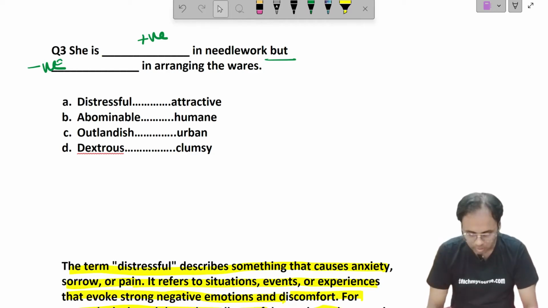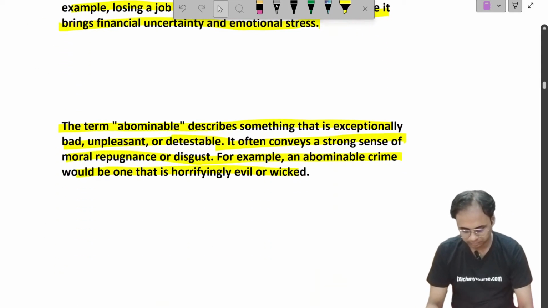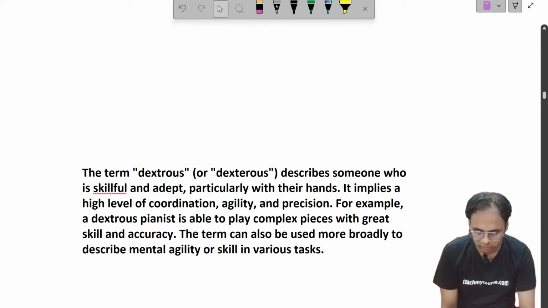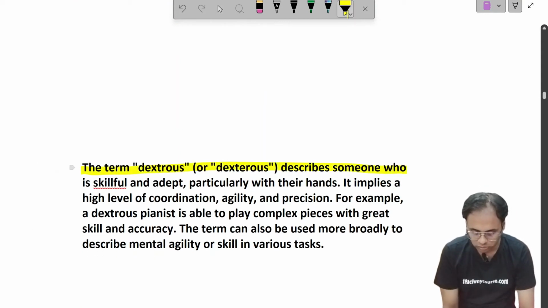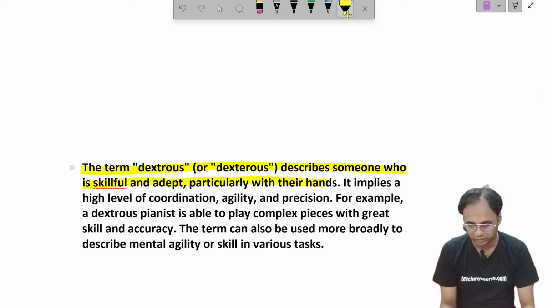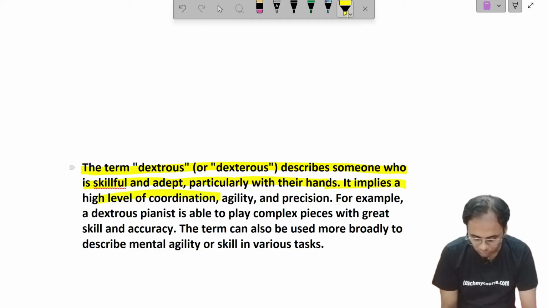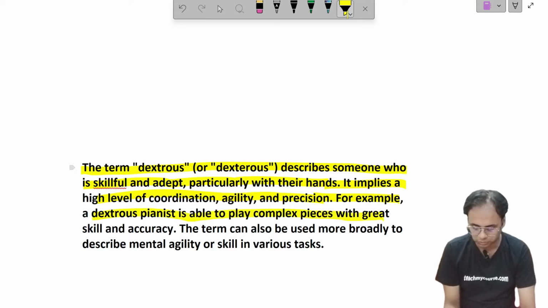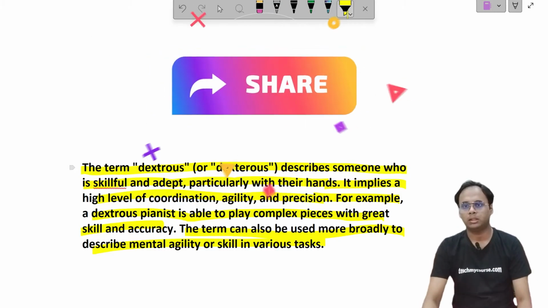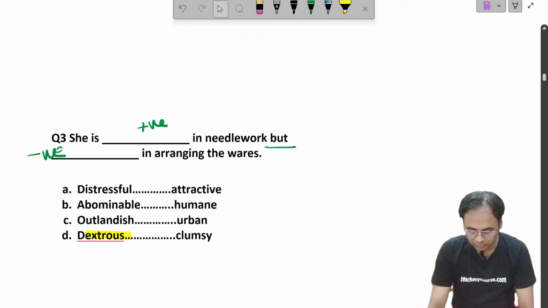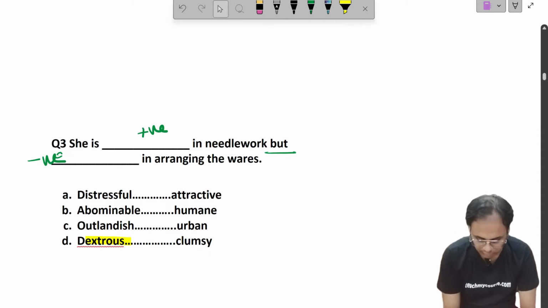Okay. So the final option is dexterous and clumsy. Let us see the meaning of the word dexterous. The term dexterous describes someone who is skillful and adept, particularly with their hands, because needlework requires hands. It implies a high level of coordination, agility, and precision. For example, a dexterous pianist is able to play complex pieces with great skill and accuracy. The term can also be used more broadly to describe mental agility or skill in various tasks. So dexterous means that she is really good at needlework. So dexterous does make sense.